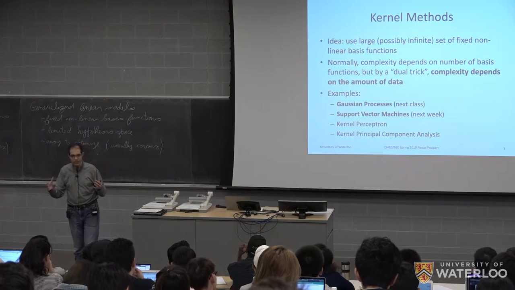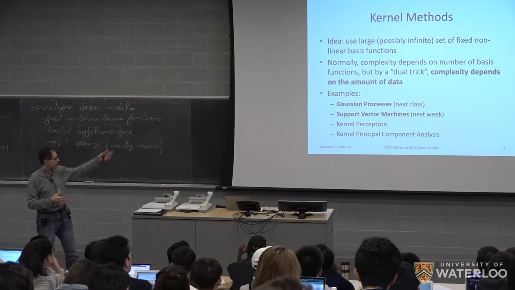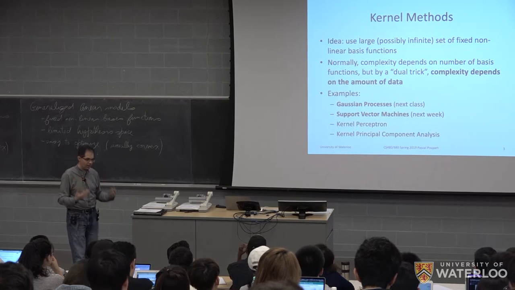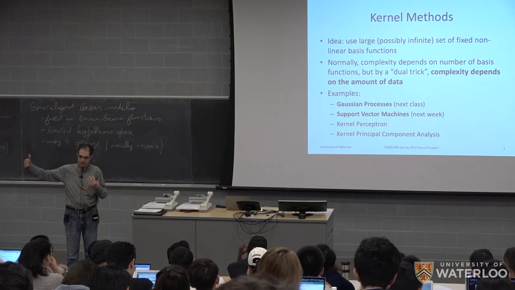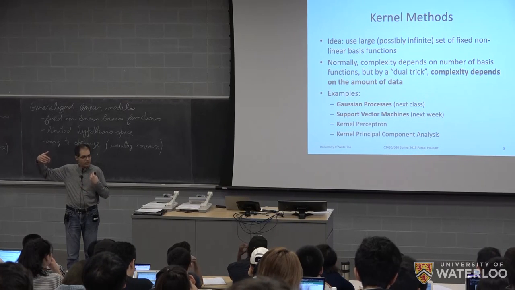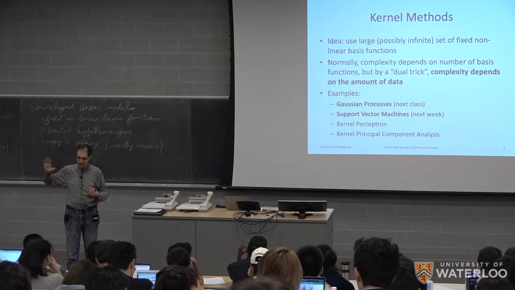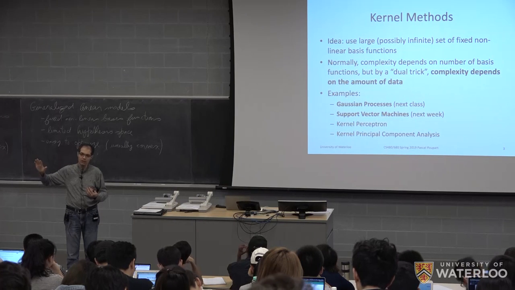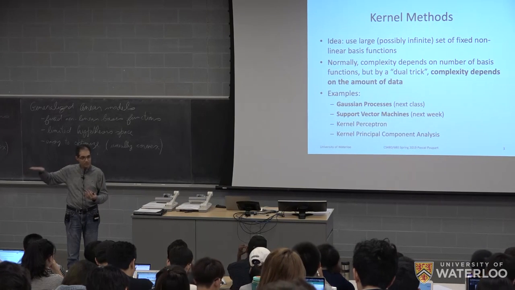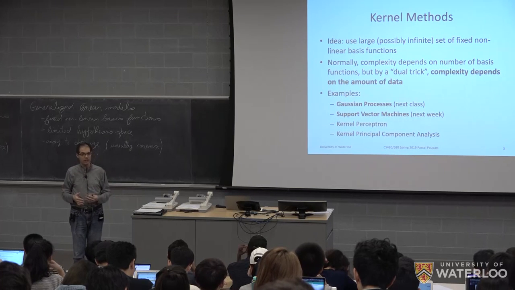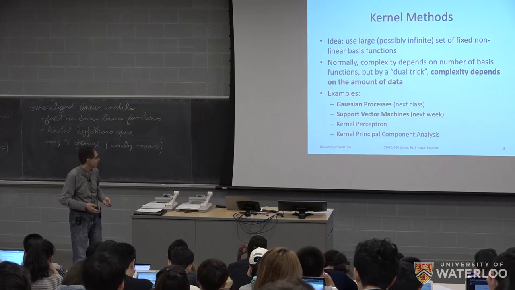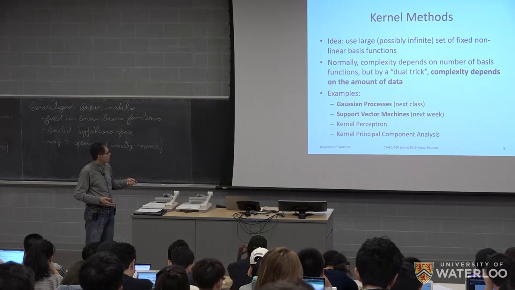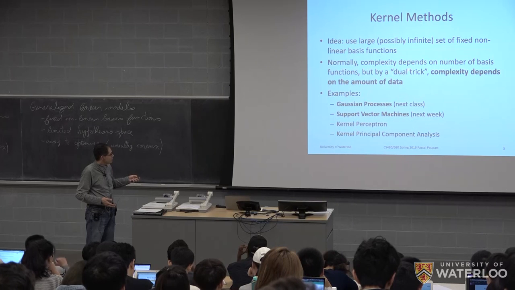So for low data regimes, these techniques can be quite effective, because you can map your data into a large space, even an infinite space, and the cost will not depend on the dimensionality of the new space, but instead on the amount of data that we have. So if you have just a little bit of data, then the cost won't be too high. This is enabled by the dual trick or kernel trick that we're going to see in a moment.